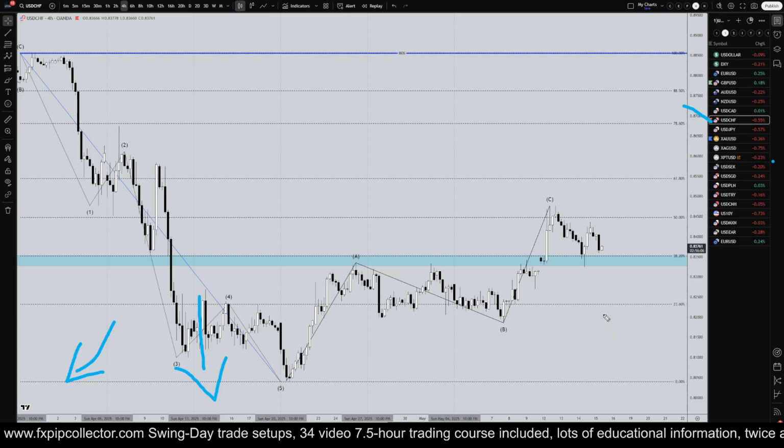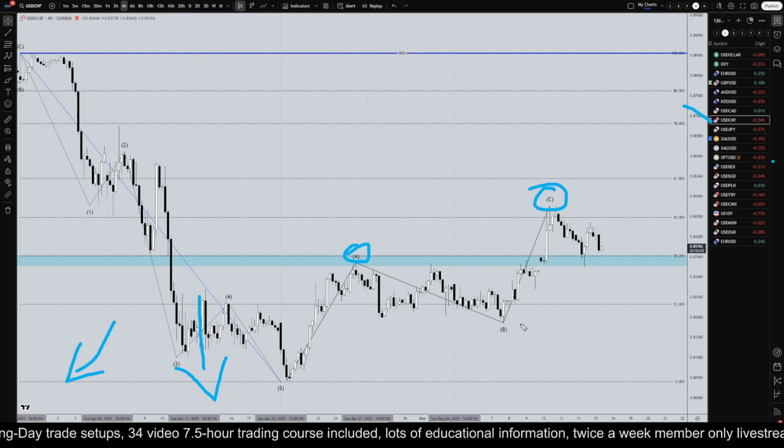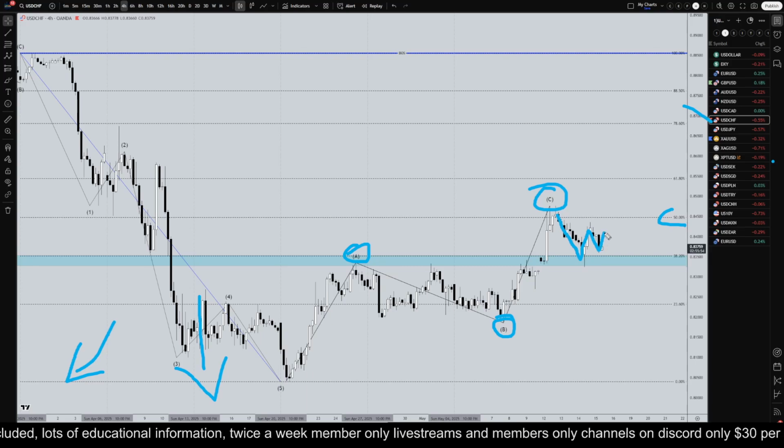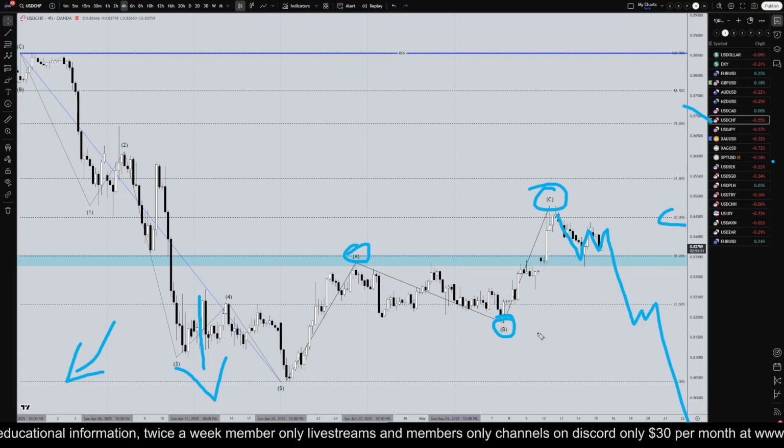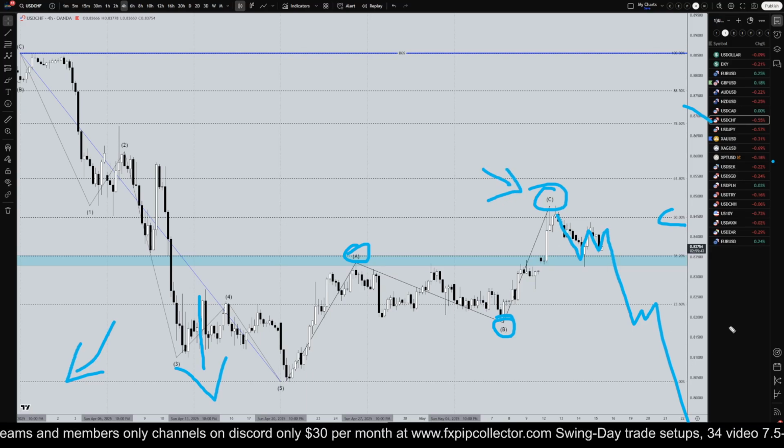So anyways, the US dollar Swiss definitely looks like a possible ABC crescent. It looks like a possible end of a pullback right at the 50% fib. Now, if this really is the end of an ABC crescent, it can definitely make an impulse down, corrective up, but it needs to maintain downward momentum. It needs to maintain lower lows, lower highs on the 4 hour time frame and up in order for it to really be the end of an ABC crescent.